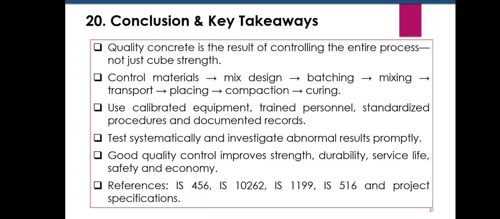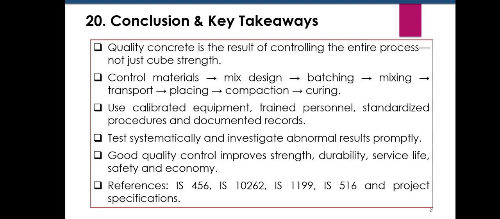So let us conclude. The most important lesson is that quality concrete is the result of controlling the entire process, not merely checking cube strength. We need to control the sequence, materials, mix design, batching, mixing, transportation, placing, compaction, and curing, followed by systematic testing. We should use calibrated equipment, trained personnel, standardized procedures, and proper documentation.